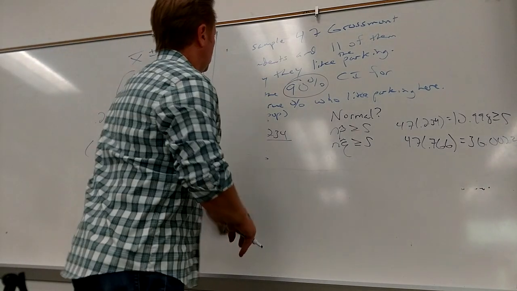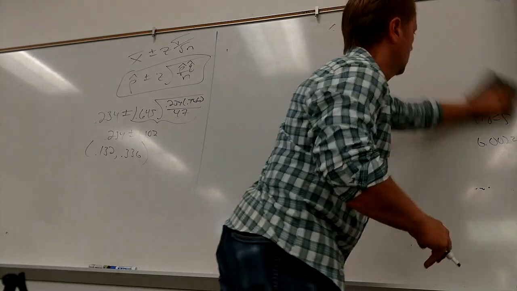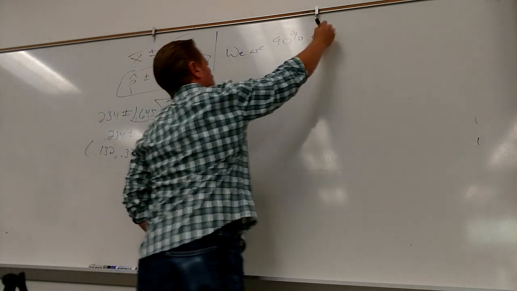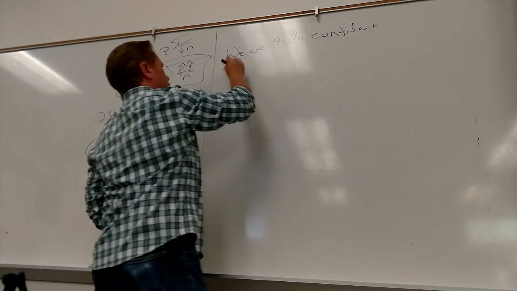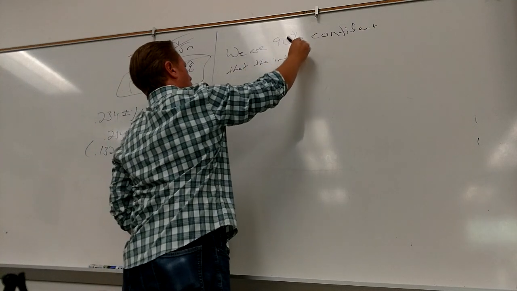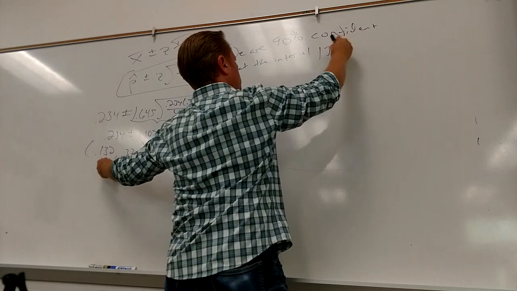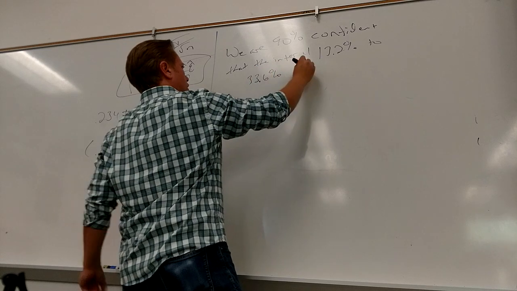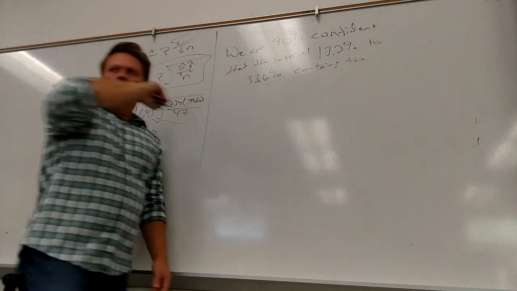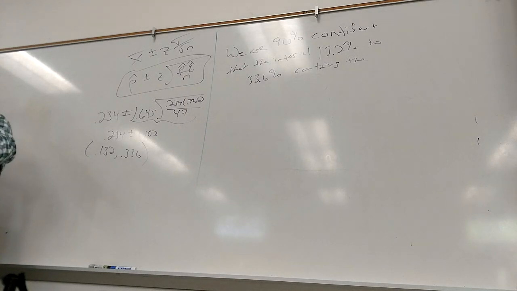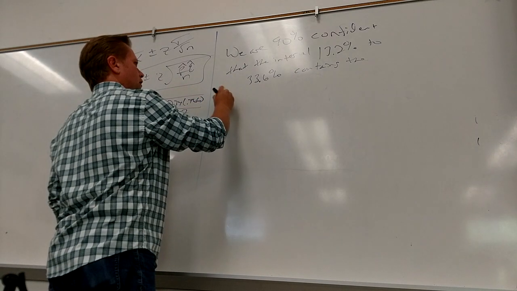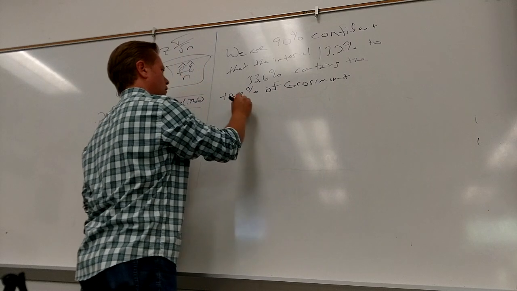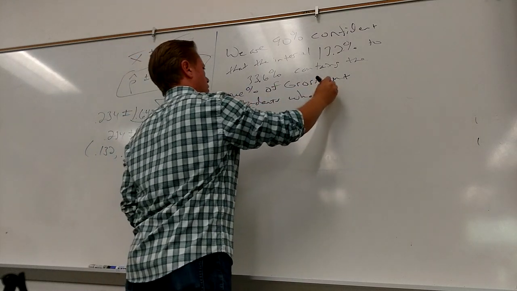Well, how do I capture what that means? We are 90% confident that the interval 13.2% to 33.6% contains what? The true percentage of people who are pregnant. I like it. Contains the true percentage of Grossmont students who like parking here.